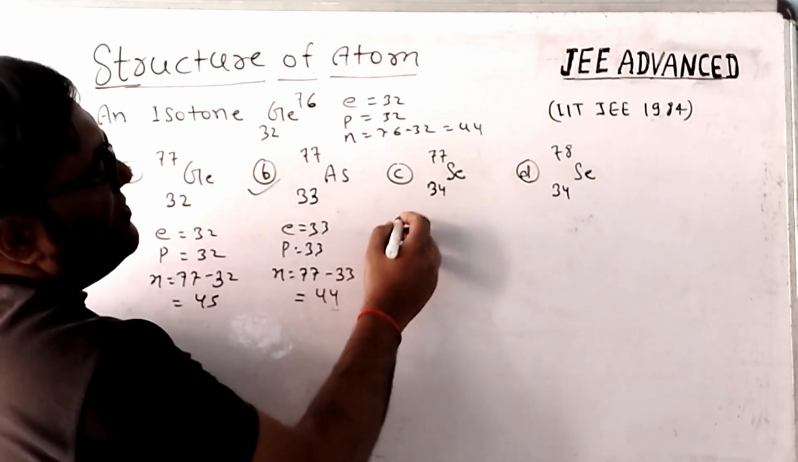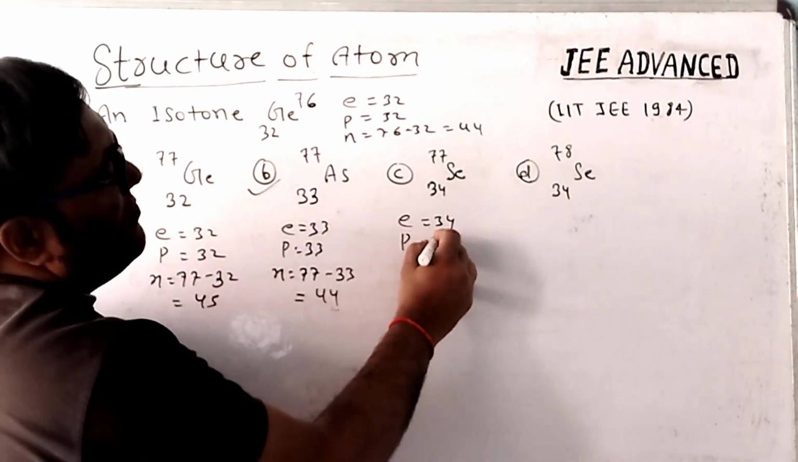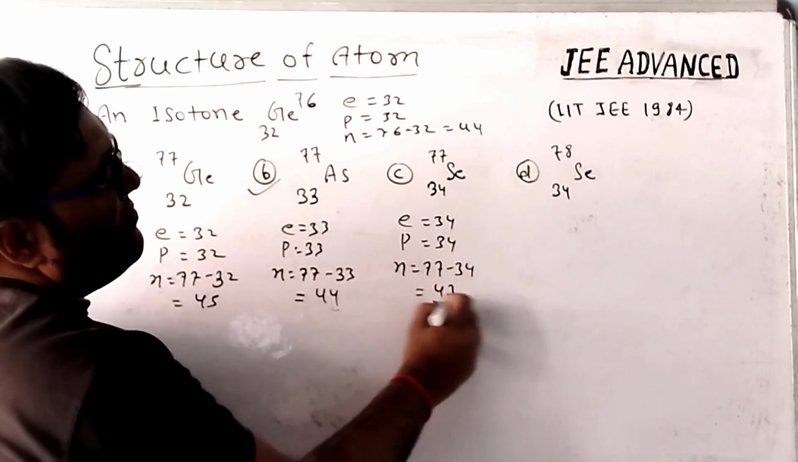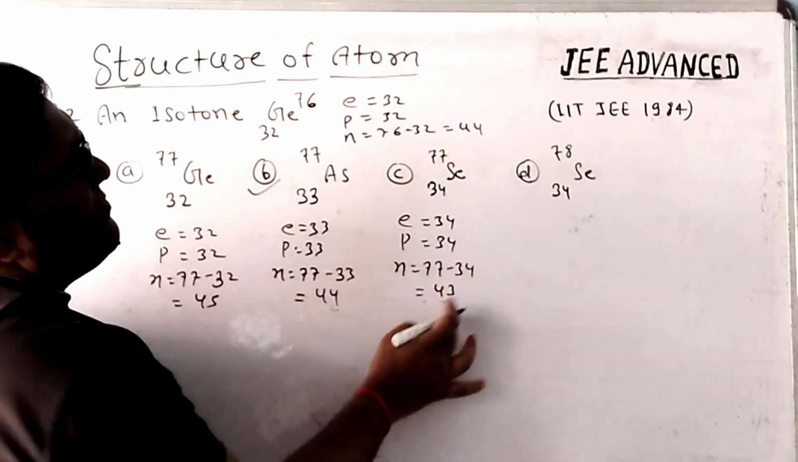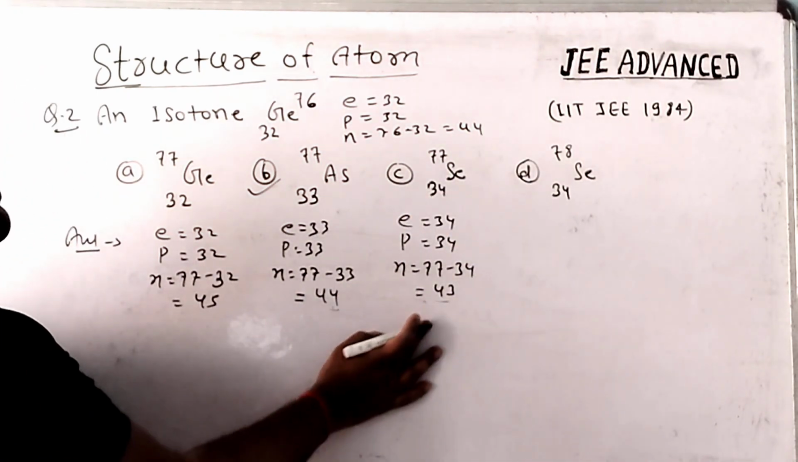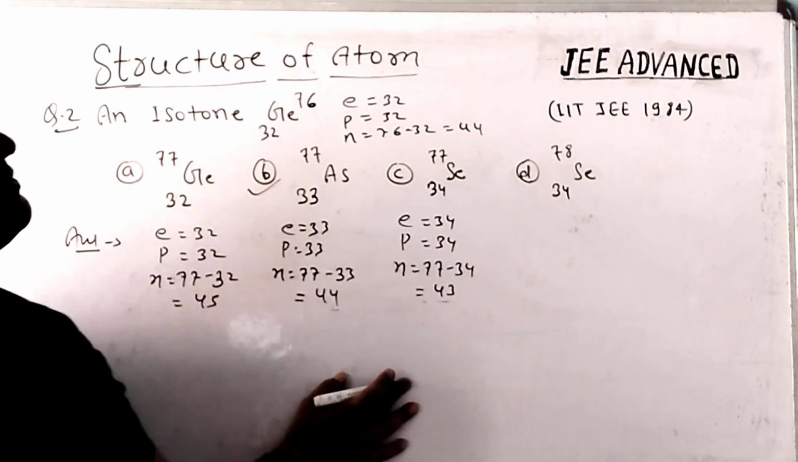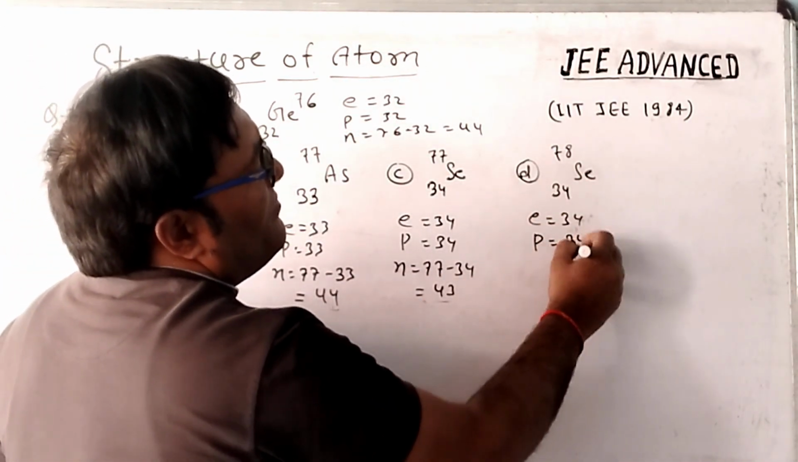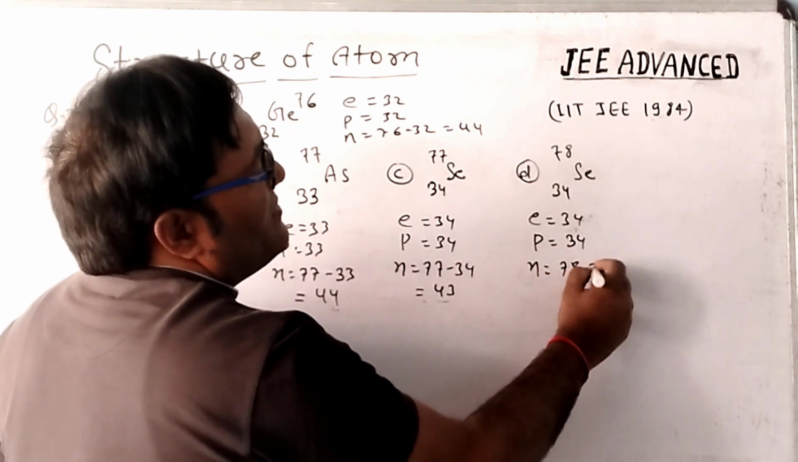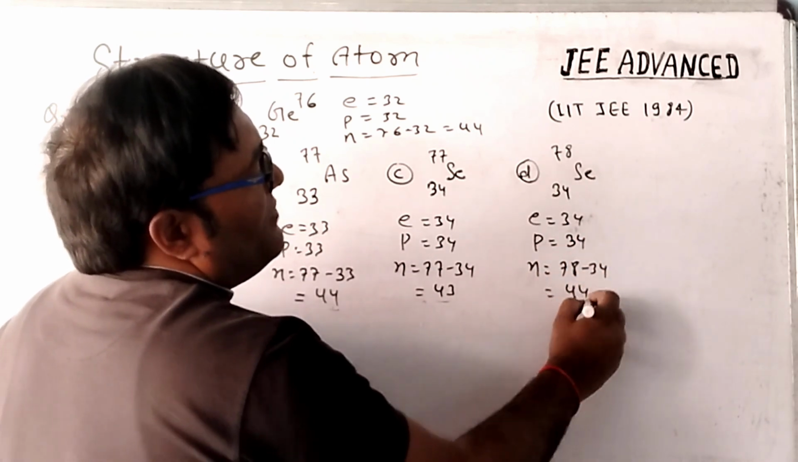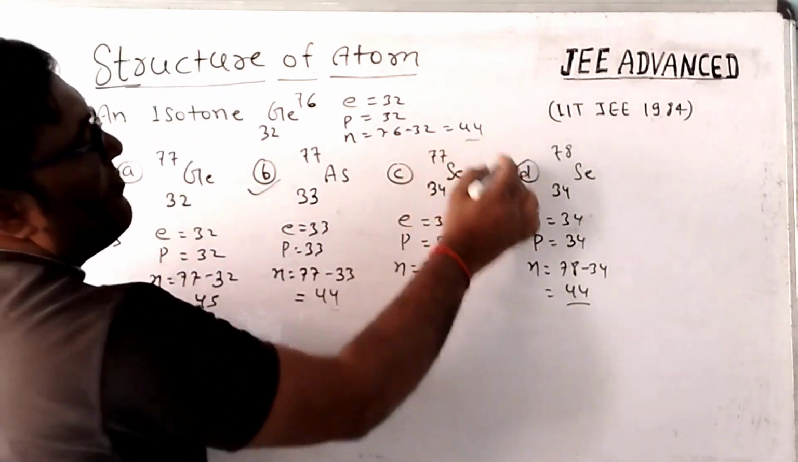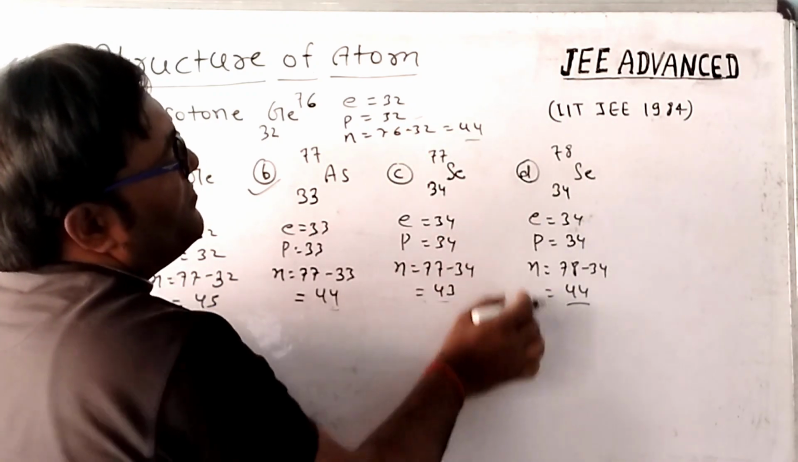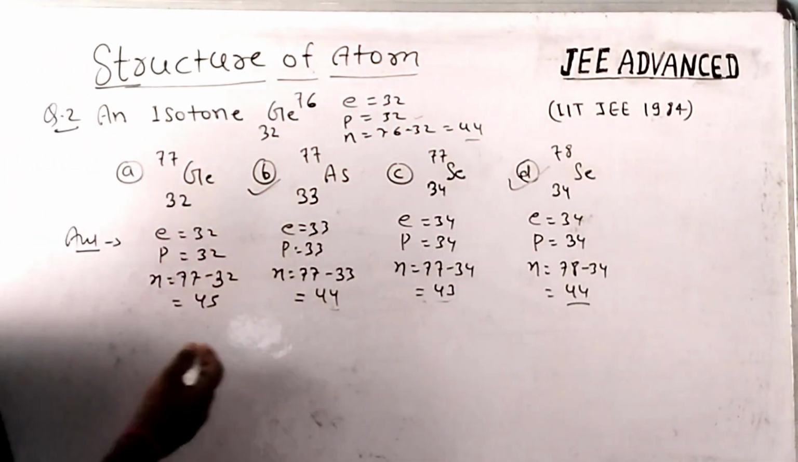Now option C, electron 34, proton also 34 and neutron is 77 minus 34, so 43 neutrons are present here. So the neutrons mismatch, due to the mismatch of neutrons option C is wrong. Now option D, electron 34, proton 34 and neutron is 78 minus 34, so 44 neutrons are here. So the 44 neutrons match with germanium, and the numbers of protons are 32 and 34. So option D is also correct. You can take a screenshot.